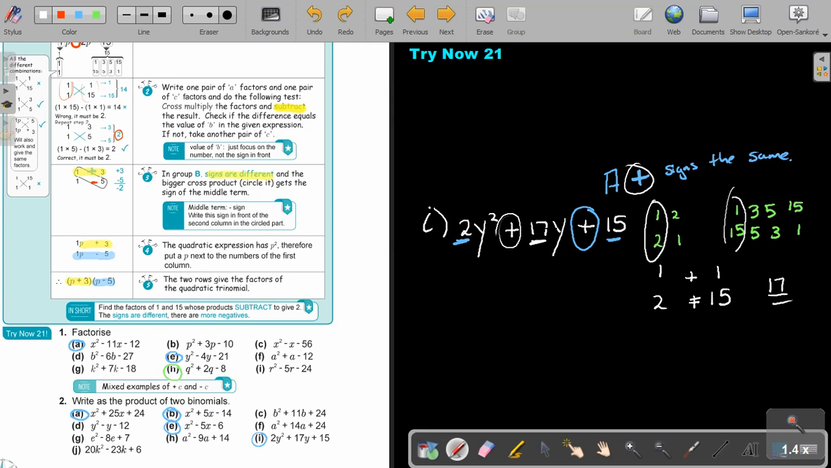And then it's y squared, y, so this will be y, and this will be y. And what will be the two brackets? y plus 1 and 2y plus 15. That will be my final answer. Okay, let's move on.